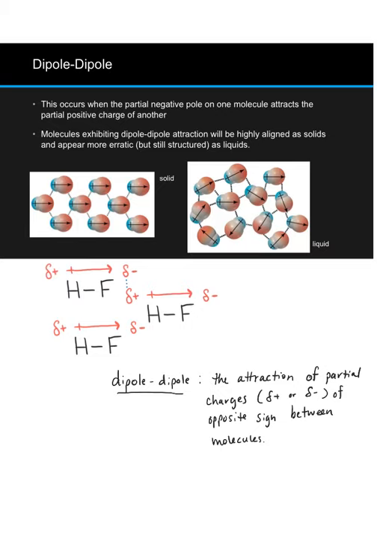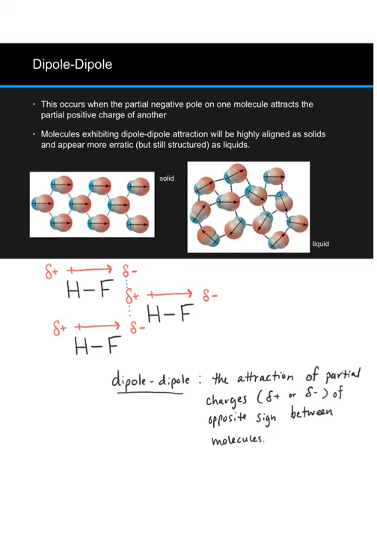The partial negative charge from the fluorine side of one hydrogen fluoride molecule in this example is attracted to the partial positive charge, the hydrogen side of another. And that partial positive hydrogen charge is attracted to the partial negative fluorine side of yet another HF molecule, and so on ad infinitum. Any polar molecules experience a dipole-dipole attraction.